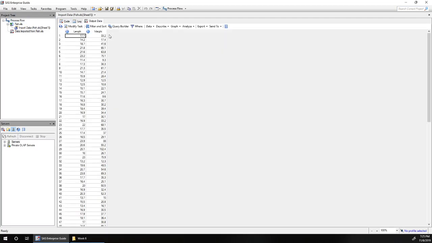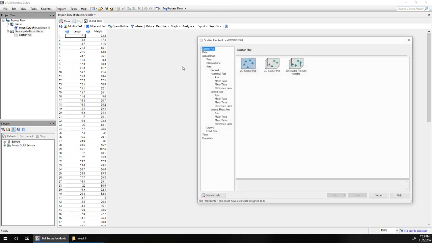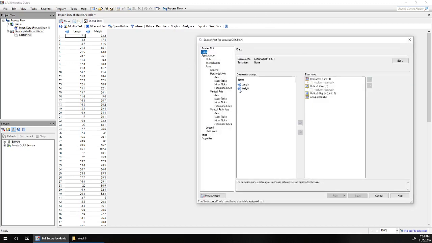We have our fish data imported here. Let's start by taking a look at it in a scatter plot. We'll go Graph, Scatter Plot. We want a 2D scatter plot. For our data, weight is our vertical or y variable, length is our horizontal x variable. Let's hit run.